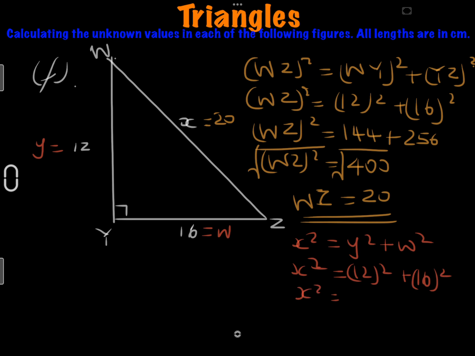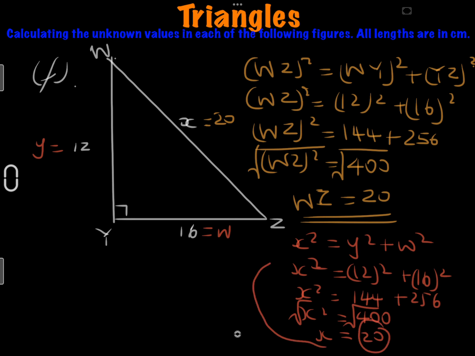X squared is equal to 144 plus 256. X squared is equal to 400. Taking the square root on both sides, x is equal to 20. Hence this 20 now is this value here. Okay. Now let's look at one last example before we call it a day.